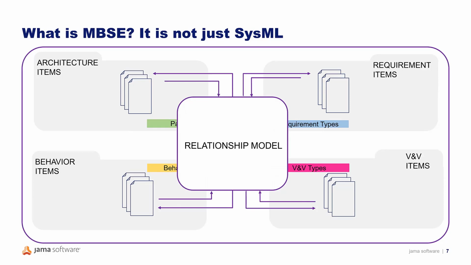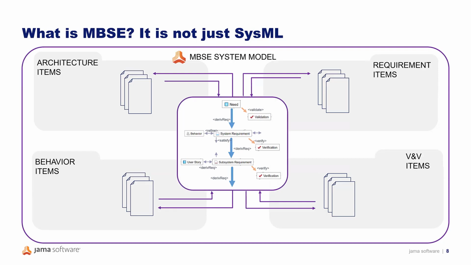Now, if you understand, okay, this test case must verify that requirement, or this architecture realizes that requirement, this design iterates that architecture. Once you understand how your data relates together, you can draw an information model. And that information model, the bit in the middle, is an MBSE systems model. This is MBSE, not the model itself, but the fact that it's data and relationships between data.